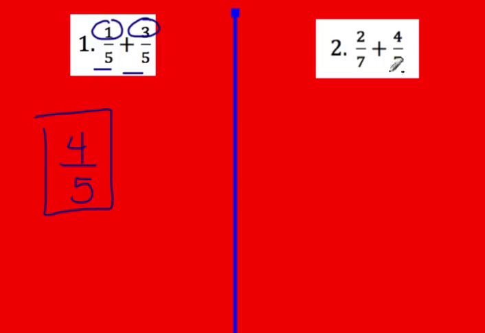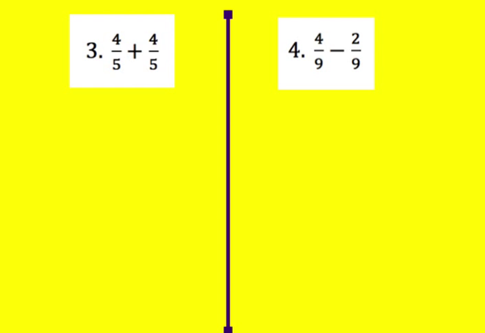So here I have 7 on the bottom of both of them. So 7 is going to be my denominator here, and then I'm going to add 2 plus 4, which gives me 6. So then I have the fraction 6 over 7. Now let's take a look at number 3. For number 3, I notice that I have 5s on the bottom. So I'm going to write my 5s, and then on the top I have 4 plus 4. Well, that's going to give me 8.